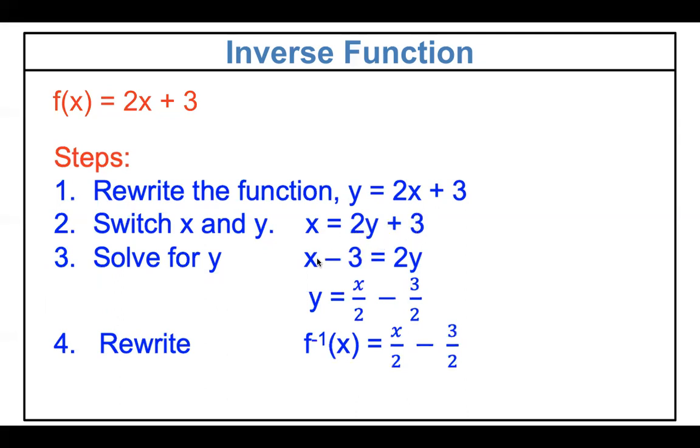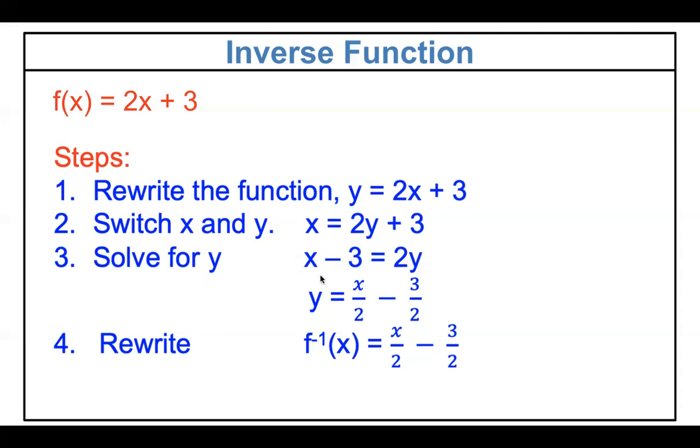You move 3 here, it becomes x minus 3 because you are subtracting. And to solve for y, it is 2y. What should you do? You divide both sides by 2, right? 2 over 2 becomes y. I switch the side, it doesn't matter. So 2 over 2 is 1, so 1y is y, right? And then you divide x minus 3 by 2.